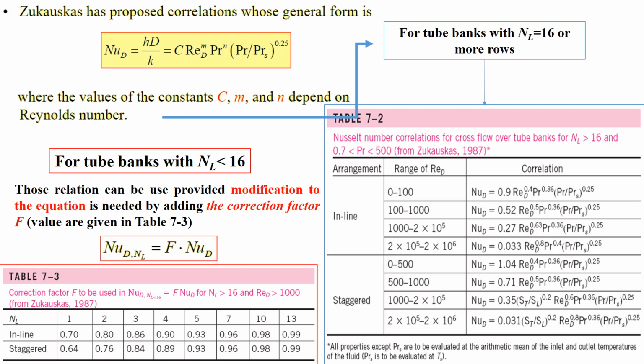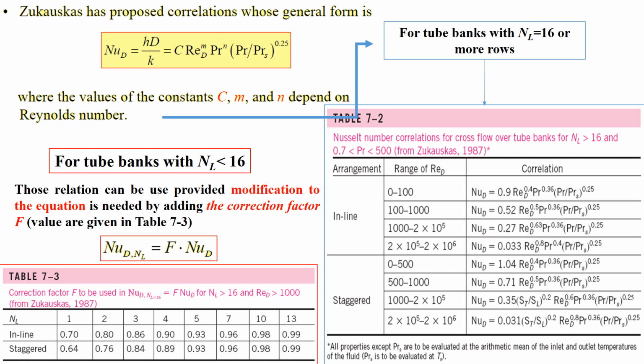Okay, we already looked into the parameters for inline and staggered tube banks. So we need to know the Nusselt number throughout these tube banks. Zukauskas has proposed a correlation whose general form is Nusselt number equals hD divided by k, as shown in this equation. The value of C, the constant, m, the power of Reynolds number, and n, the power of Prandtl number, depend on the Reynolds number.